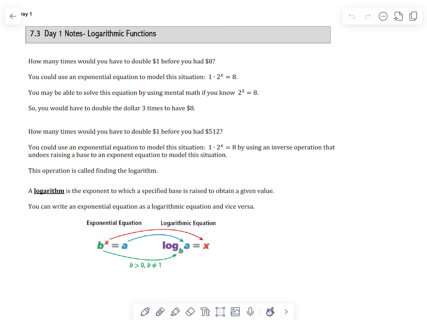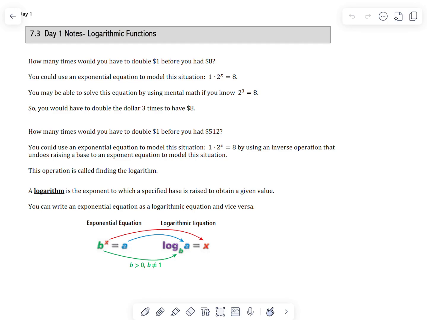You may solve this equation by using mental math. So 2 to the third power is 8. So you would have to double $1 3 times to get to 8. So a little harder now. How many times would you have to double $1 before you get to $512?